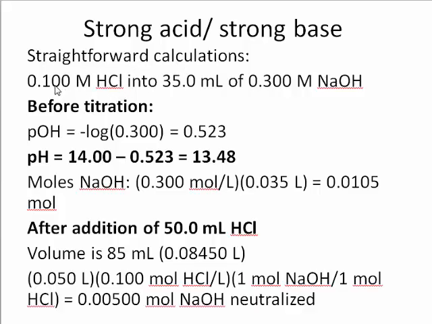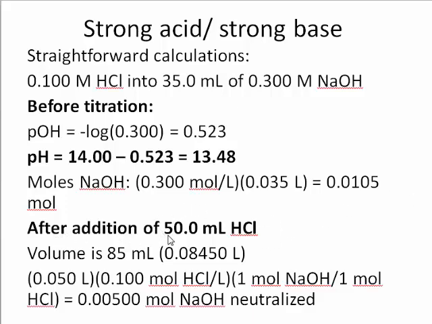For example, consider titrating 1 molar hydrochloric acid into an analyte of 35 milliliters of 0.3 molar sodium hydroxide. Before the titration, we can say, it's a hydroxide solution of strong base, so the pOH is the negative log of 0.3, which is 0.523, and pH is 14 minus 0.523, call it 13.48. You can also do a calculation to determine moles of hydroxide present, 0.3 molar times 0.035 liters is 0.0105 moles.